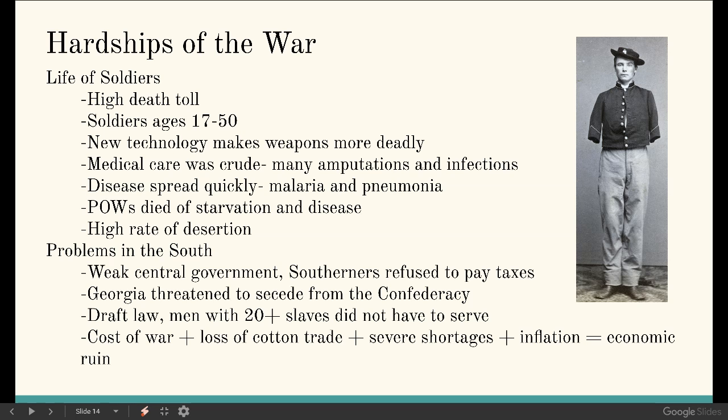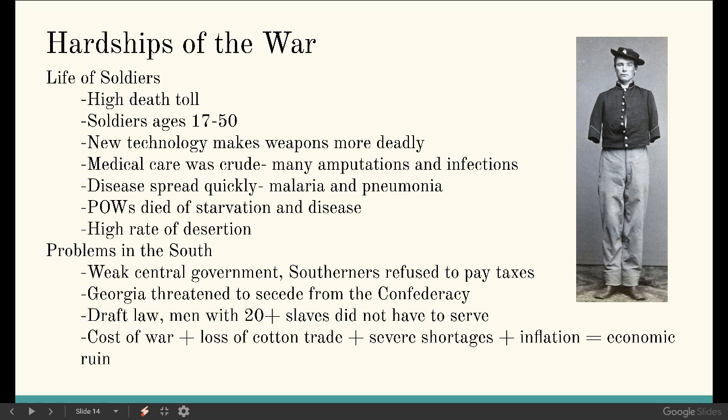Problems in the South. So I mentioned before that they had a really weak central government, and as a result of that, Southerners were refusing to pay taxes in the name of states' rights or trying to do their own thing. And so this really crippled the South's ability to fund the war effort. Some states in the Confederacy, like Georgia, even threatened to secede from the Confederacy. So they'd already seceded from the Union. Now they're talking about leaving the Confederate States as well.